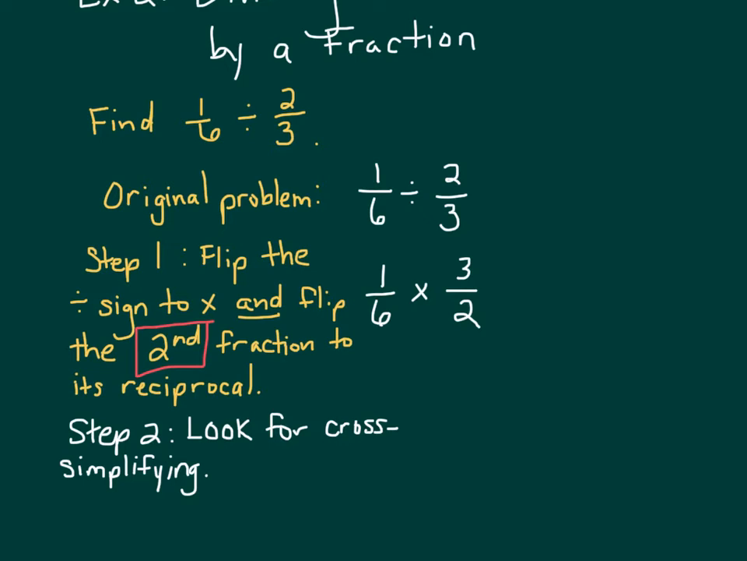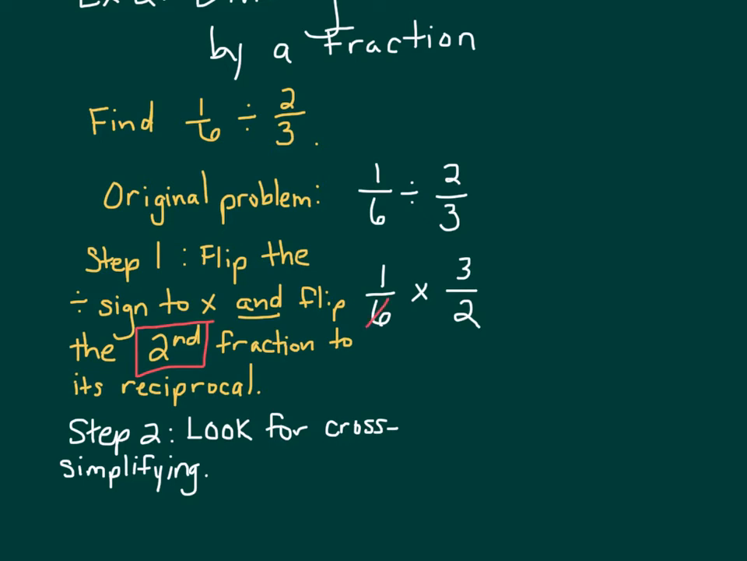The next thing you're going to do once you've flipped that second fraction to the reciprocal and flipped to a multiplication sign is look for any cross-simplifying opportunities diagonally. So 1 and 2 can't go any lower because that 1 is as low as it can go. 3 and 6 do have a common factor, and that common factor is 3.